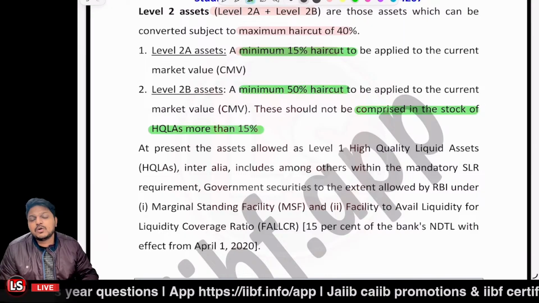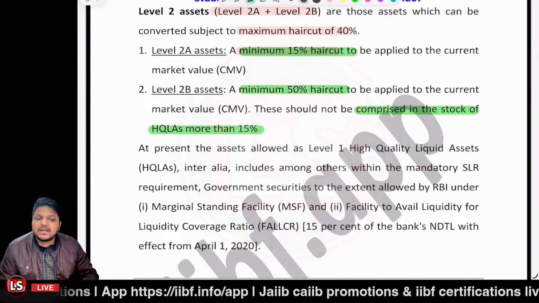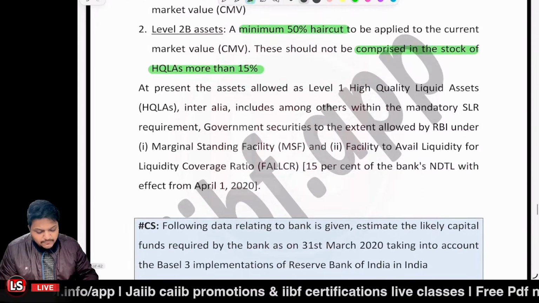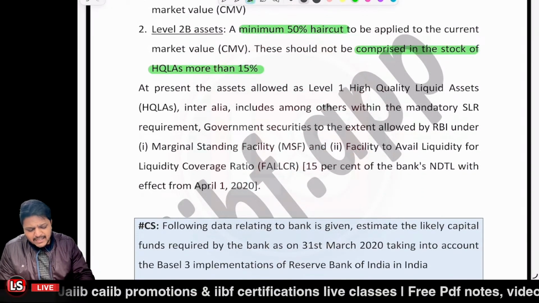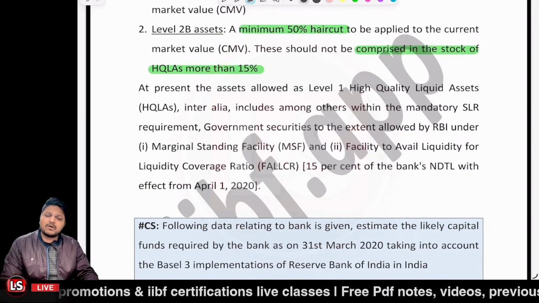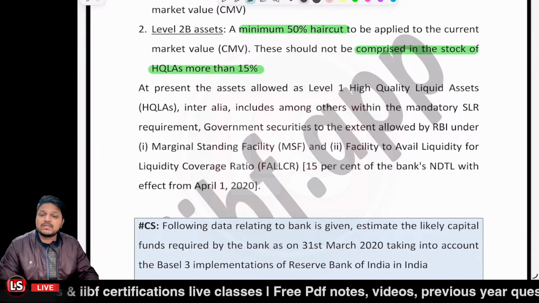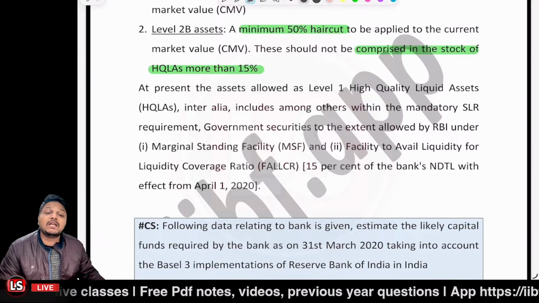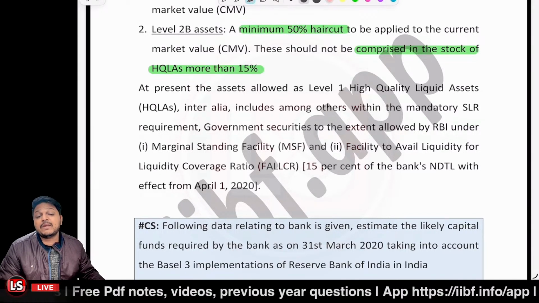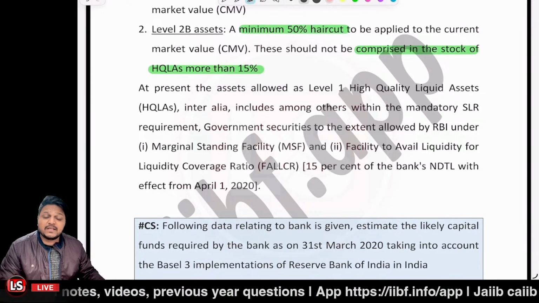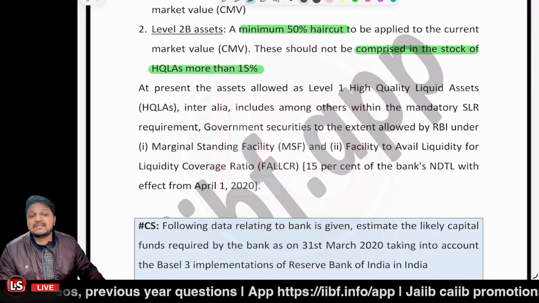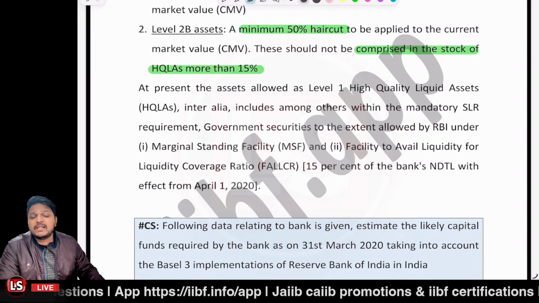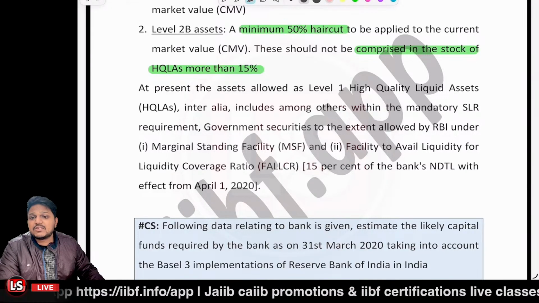Okay, so whatever securities are eligible for the statutory liquidity ratio, those are eligible for the SLR. So if the bank has invested under the SLR and has procured the securities, and those securities are also eligible for HQLA purposes, that is fine, provided those are not encumbered, right? And further, there is a term that is FALLCR. Now, what is FALLCR? That is the facility to avail liquidity for the liquidity coverage ratio.